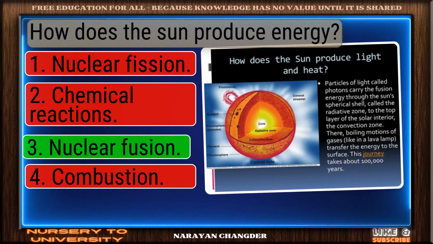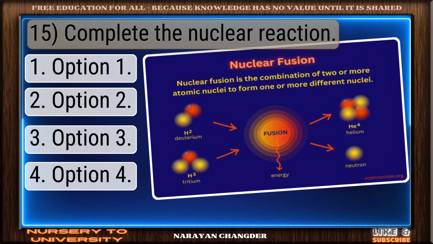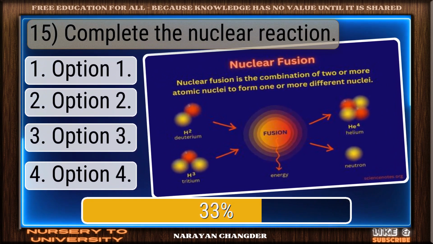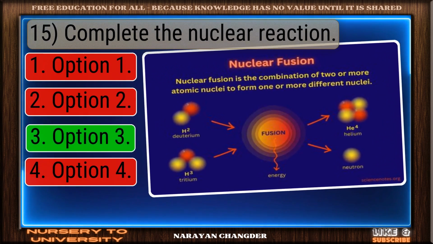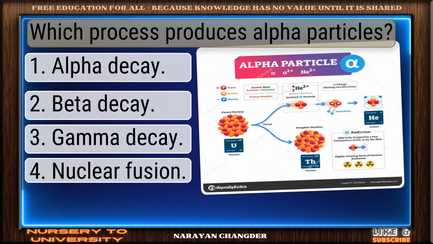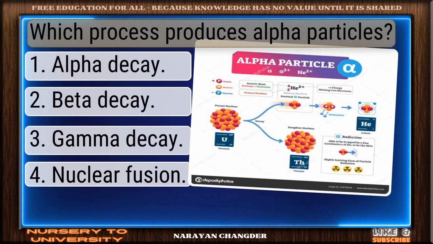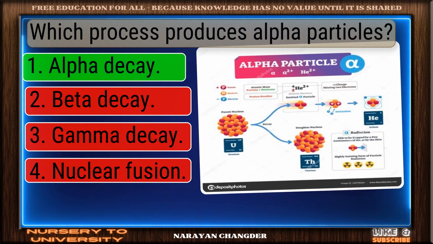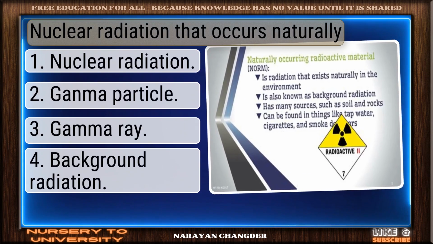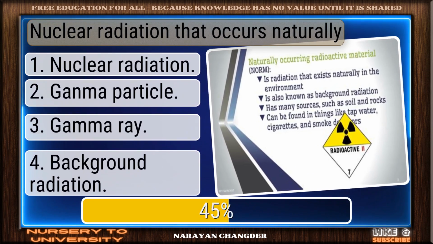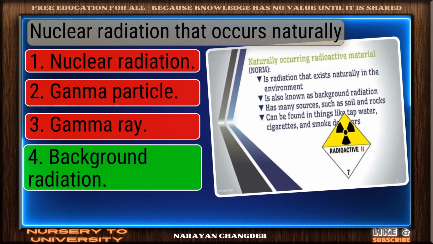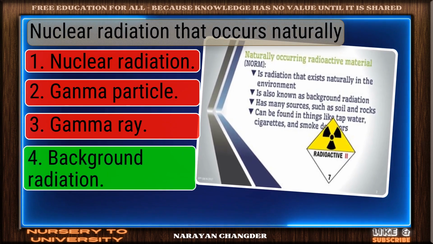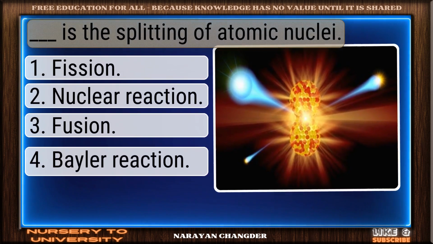Nuclear fusion. 15. Complete the nuclear reaction. Option 3. Which process produces alpha particles? Alpha decay is right. Nuclear radiation that occurs naturally. Background radiation. Dash is the splitting of atomic nuclei.